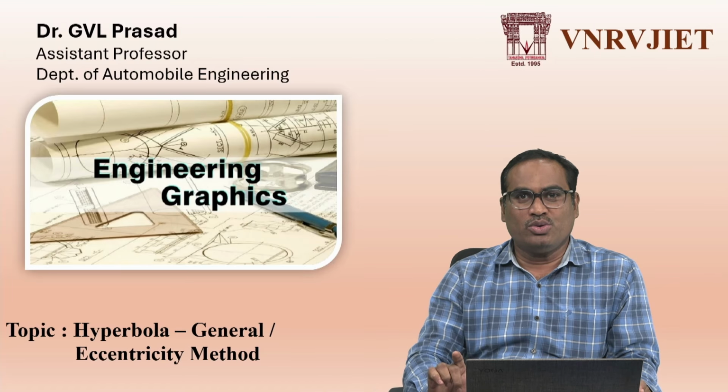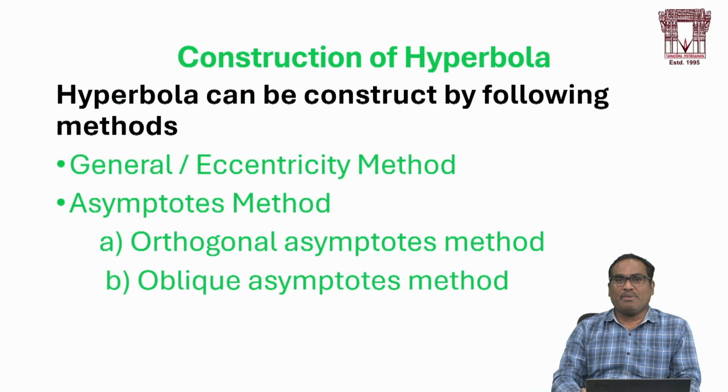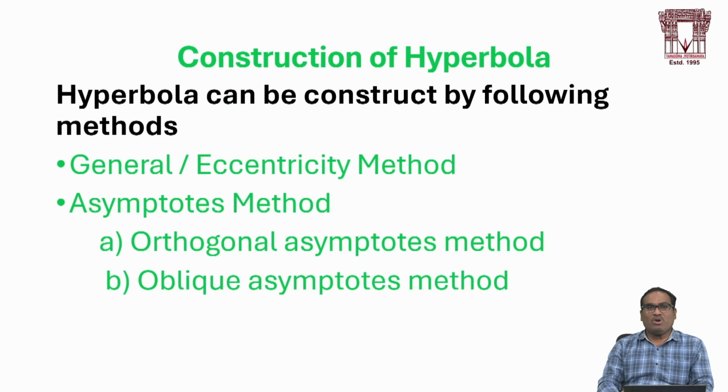Okay, let's go to the various methods of hyperbola. A hyperbola can be constructed by the general or eccentricity method if the eccentricity is given. A hyperbola can also be constructed using the asymptotes method, orthogonal asymptotes method and oblique asymptotes method. First I will show you construction of a hyperbola by the general or eccentricity method.